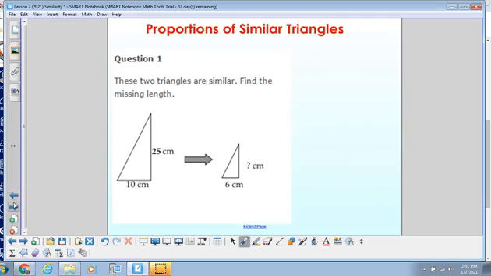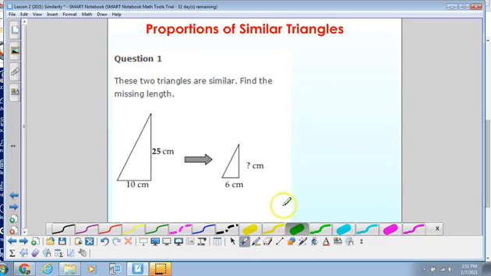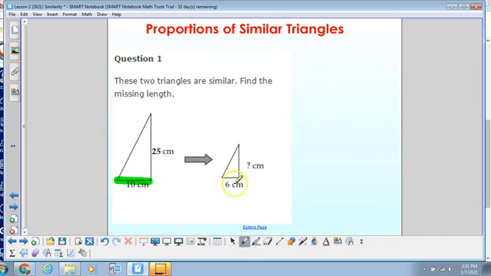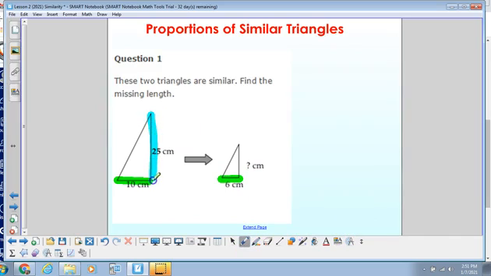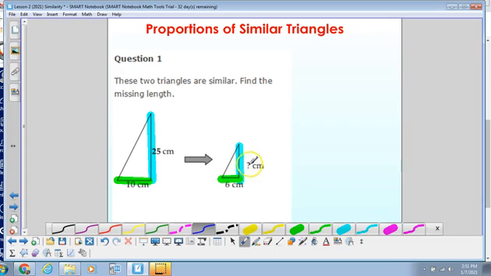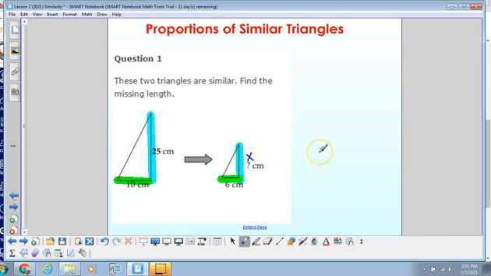Here we go. These two triangles are similar. Let's find the missing length. So I'm going to use my colors. I'm going to highlight which ones match up together. These triangles are turned the same way. It's pretty clear which ones match up together and correspond. So this is the one we're trying to find. That's our x. So when we write our proportion, we're going to match up the corresponding sides.